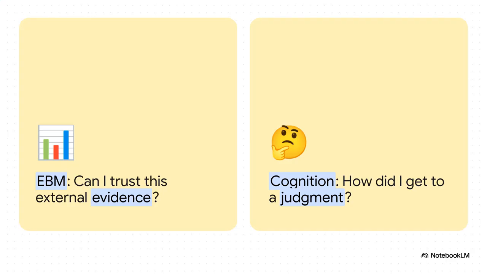The relationship between the two is perfectly complementary. EBM asks, can I trust this external evidence? While clinical cognition asks, how did my brain get from the findings to a judgment in the first place? They aren't sequential. You can start with either one, really. But to have a complete, functional picture of modern medicine, you absolutely need both.